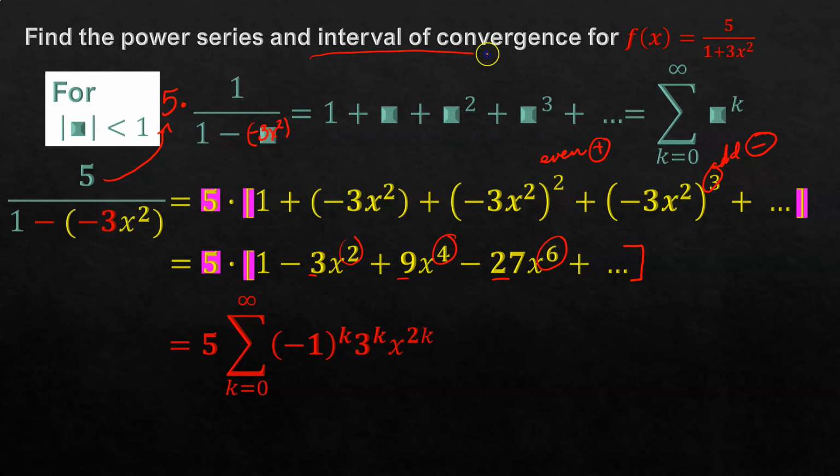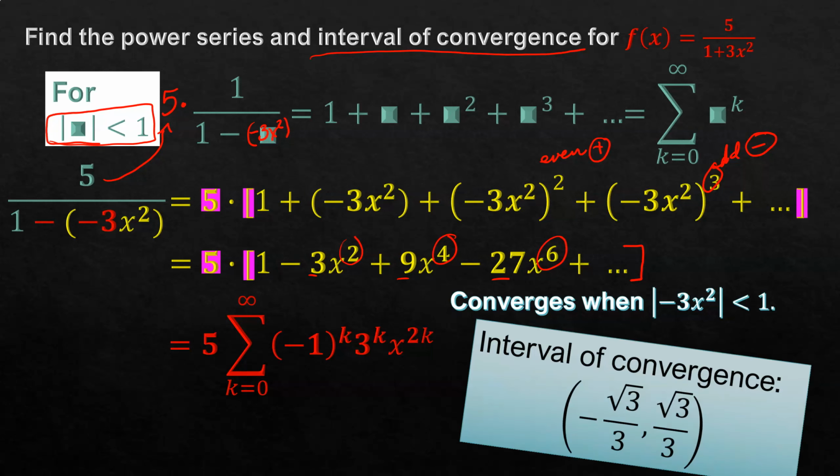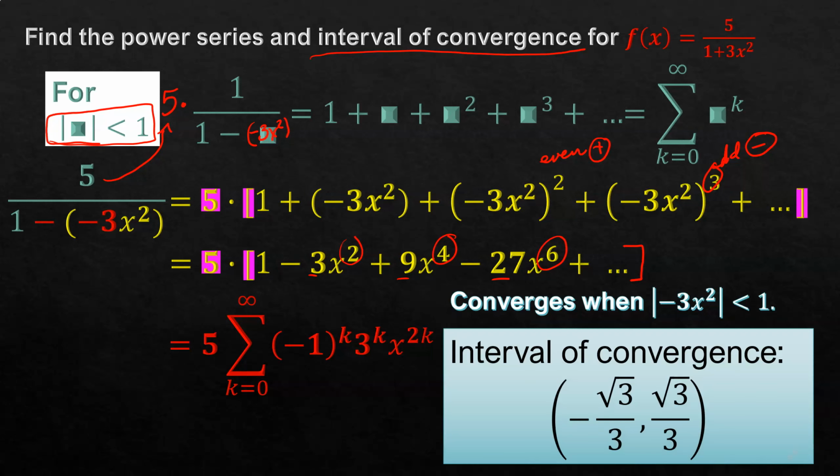Now, what is the interval of convergence for this particular power series? We say the absolute value of blank needs to be less than 1 for that to happen. So then negative 3x squared in absolute value must be less than 1. Solve that inequality, we will see that the interval of convergence is going to be in between negative square root of 3 over 3 and positive square root of 3 over 3.